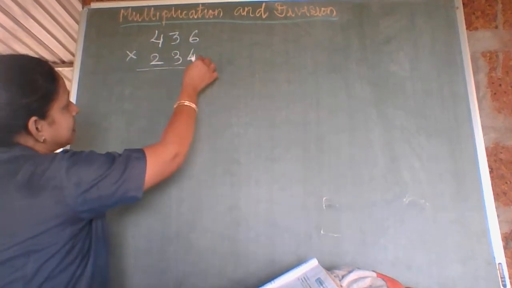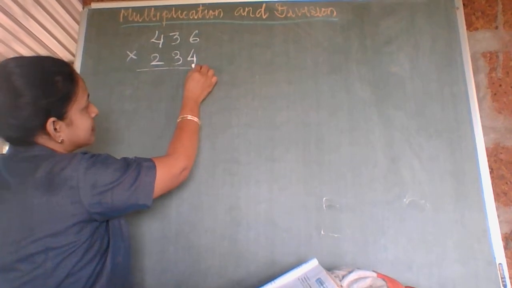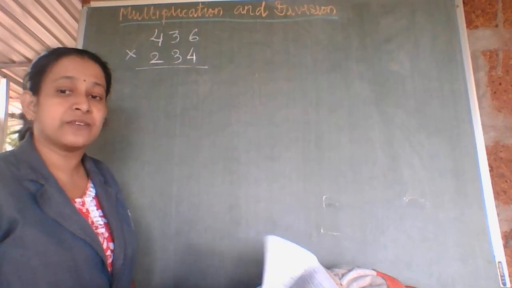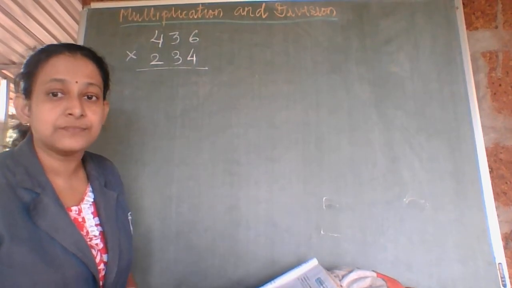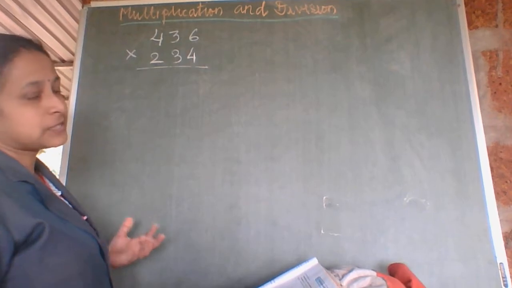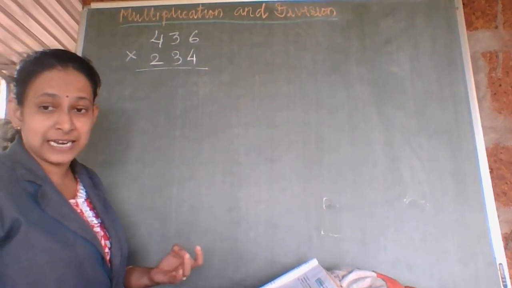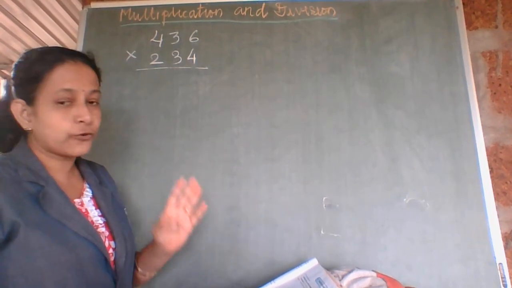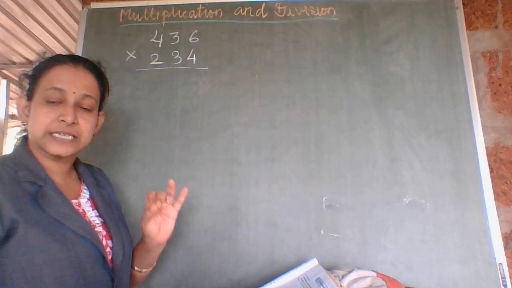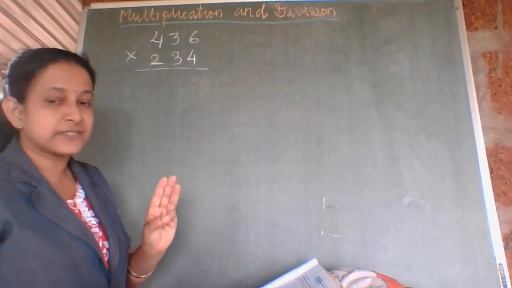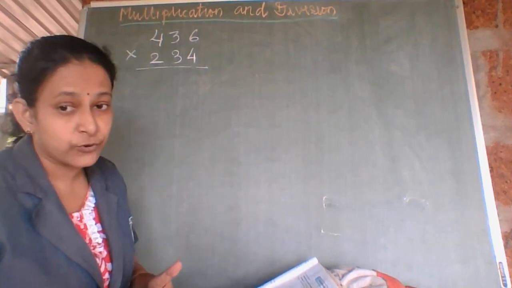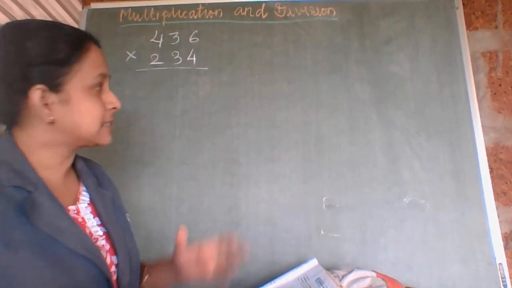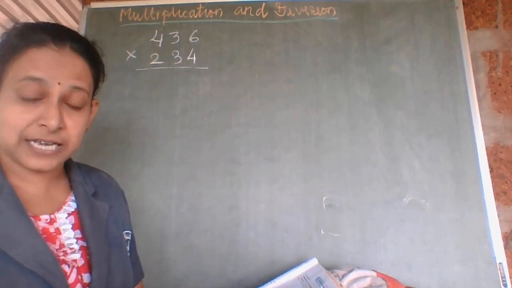So you have to learn the tables. Either you should say the 4 table or the 6 table, because if you say 4 6s or even 6 4s, the answer will come the same. 6 1s are 6, 6 2s are 12, 6 3s are 18, and 6 4s are 24. Let's say the table of 4. 4 1s are 4, 4 2s are 8, 4 3s are 12, 4 4s are 16, 4 5s are 20, 4 6s are 24. So if you say the 6 table or the 4 table, you get the same answer. Whichever you feel easy, you say that table.